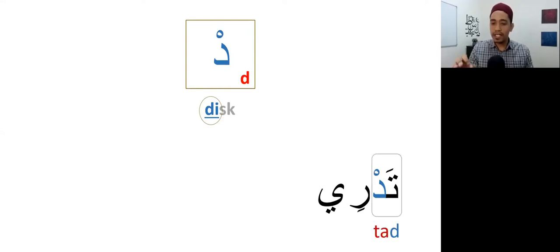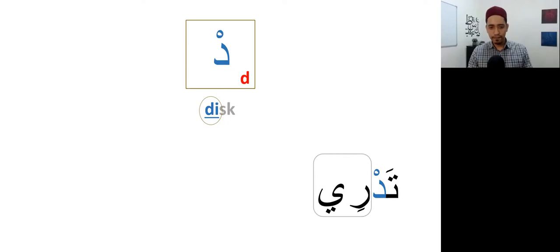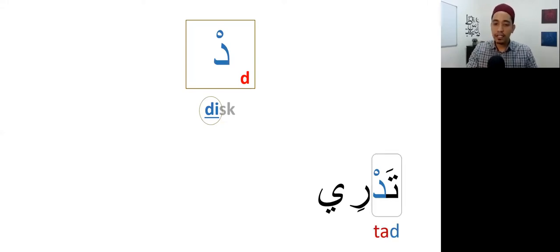Here we go. Ta plus the d is tad, tad. We add the ri: tadri, tadri. Very easy. Once you've got the sound and you plug the two units together, you have the perfect word. Remember, the dal with the sukoon is d, like disk. If you're struggling, you can say tad, tadri. And you then know that you have to work on that sound of the dal.